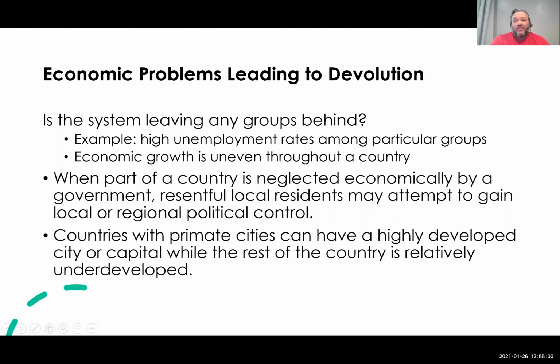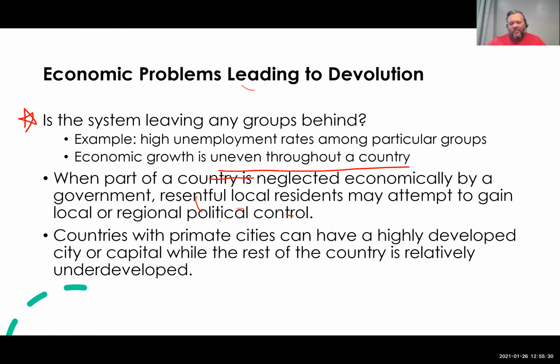All right. We also have economic problems that can lead to devolution. And so this is, here's one of the big questions. Is the economic system that you have, does it leave anybody behind? Is there a high unemployment rate among certain groups? Is economic growth even or uneven throughout the country? Those would be questions that, if these are problems, that can definitely cause devolutionary pressures.